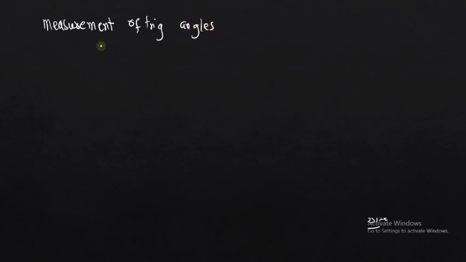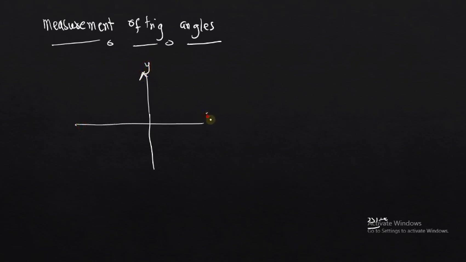The understanding of the measurements of trig angles is very, very important. So please take note. Let's say we have the Cartesian plane. You have your y, your x. Let me just indicate these directions. To measure angles, we start from your positive x-axis. So this is your x-axis. This is the positive side and this is the negative side. This is your positive x, this is your positive y-axis, and this is your negative y-axis.